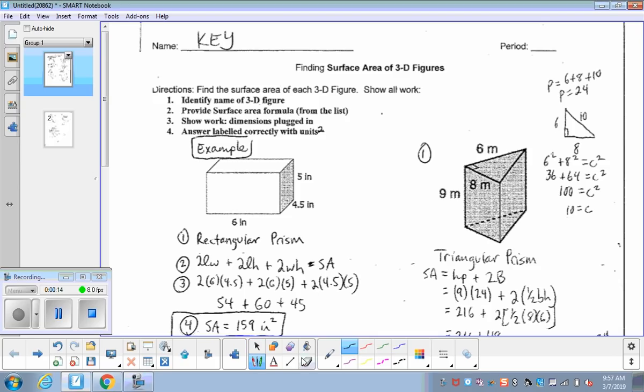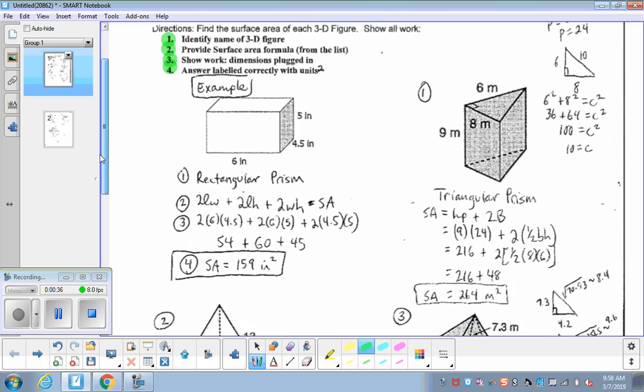Now, the first thing I want to do is point out that I've got the steps shown, 1, 2, 3, and 4. First thing you're going to do is identify the name of the 3D shape. Then you're going to provide the surface area formula from your formula sheet. You're going to show the work with the dimensions plugged in, and you're going to answer with the correct units squared.